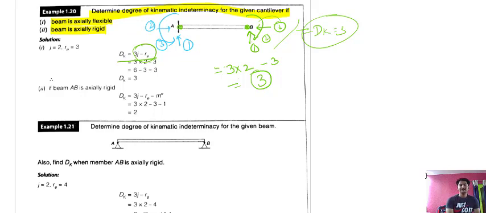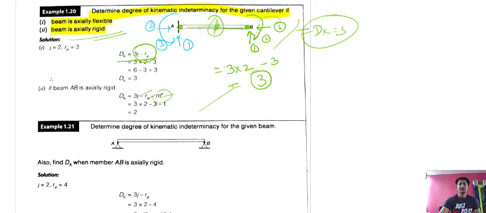But the second case says that the beam is axially rigid. Now the beam is axially rigid, and the number of axially rigid members is 1. So we need to minus the value 1 member from the formula. So the formula was 3j minus re minus m double dash now. So the m double dash value will be 1, as the axially rigid member is 1. So it will be 3 minus 1, that is 2. Okay.